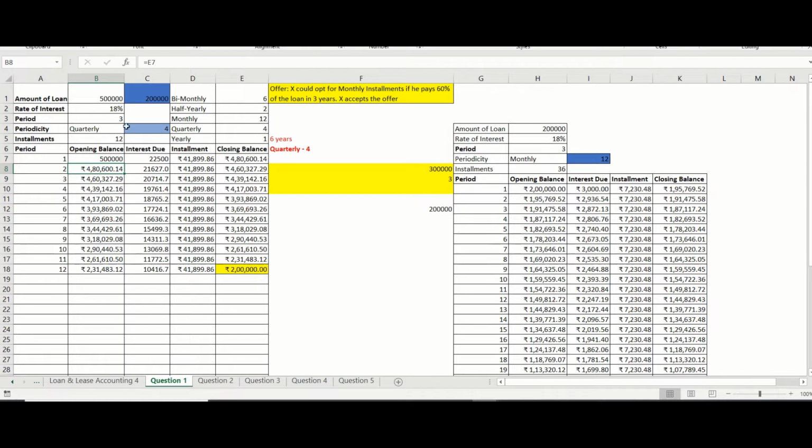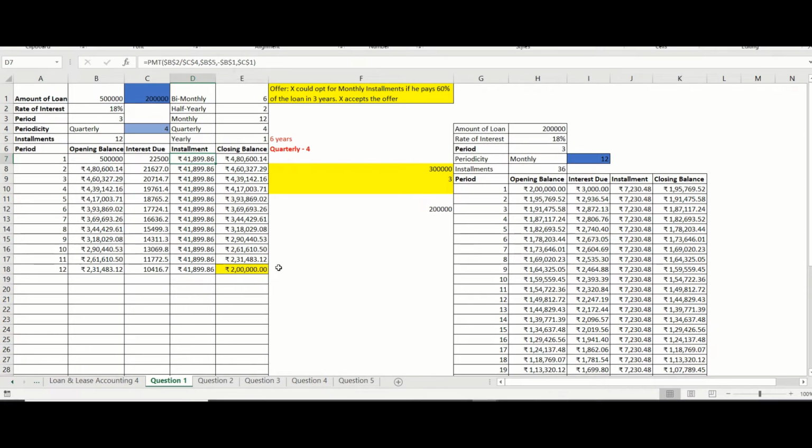Okay, our period is 3. Periodicity is 4 because it is quarterly. There are 12 installments, for which we made a schedule. In it, we got a closing balance of 2 lakhs. One more thing we did: when we calculated the installment, we included the future value as 2 lakhs. Why? Because when you finish 3 lakhs in 3 years, the remaining amount is 2 lakhs. That is why that will be my future value.